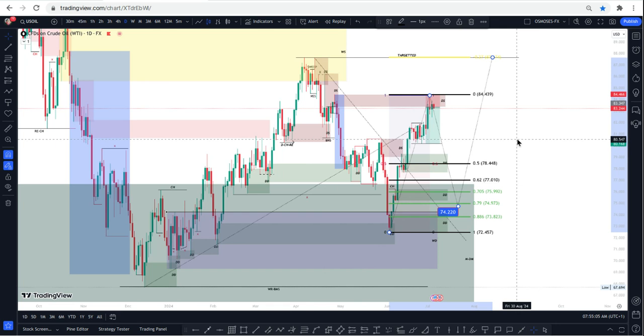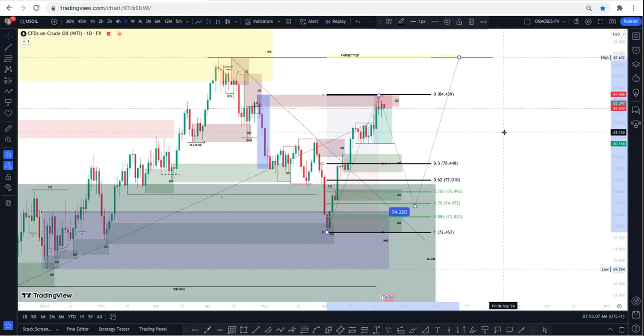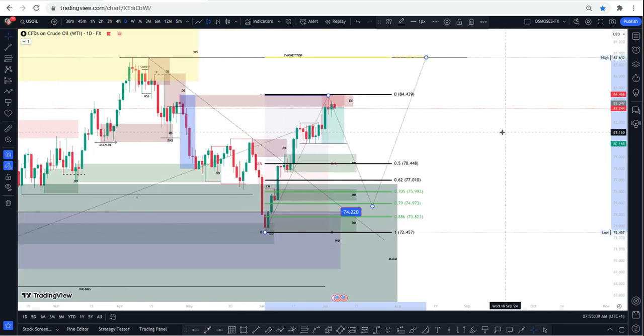Okay guys, I think that's that on US oil. I would prefer you to look for the buy, not this sell. And if you can find a sell, fine. But I wouldn't love to go against the trend. I would love to play with the trend, and the trend is telling me to buy. So I'll be looking for buy setups.